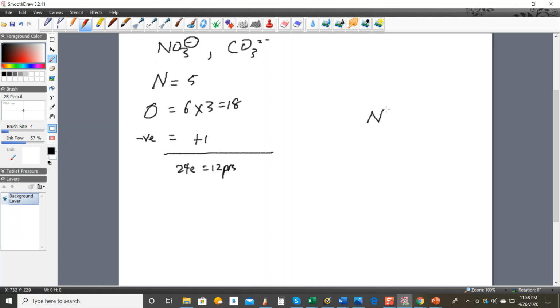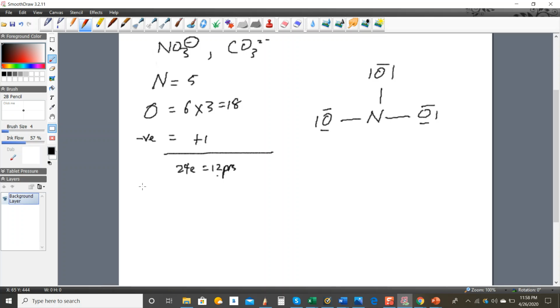We put the nitrogen in the middle, and we surround it with the oxygens, since nitrogen is the less electronegative element. And then we start with the bonding pairs. 1, 2, 3. So we have used 3 of the 12 pairs. Then 4, 5, 6, 7, 8, 9, 10, 11, 12.